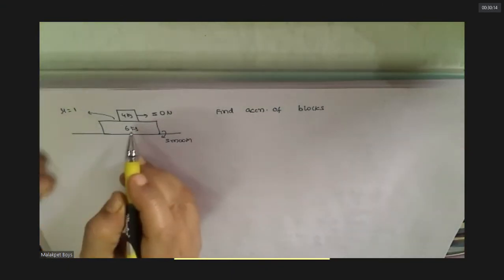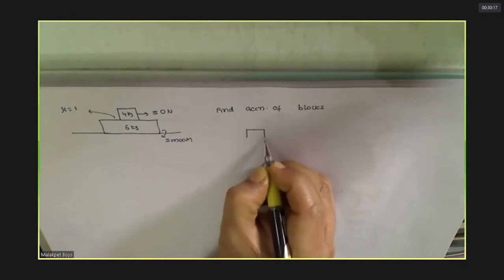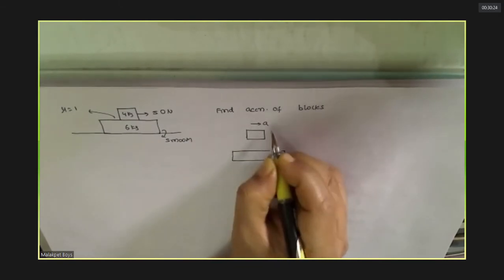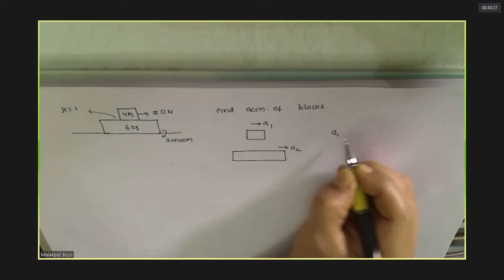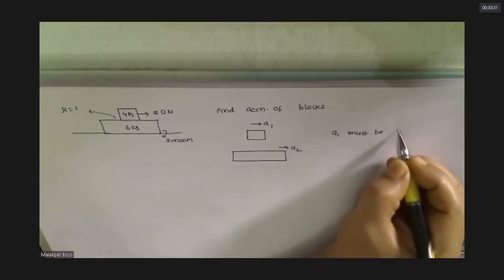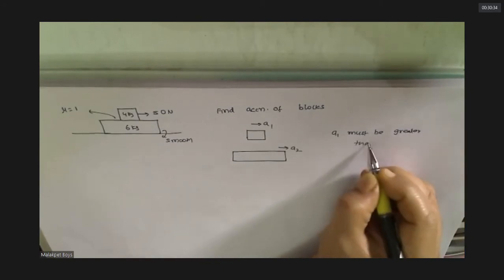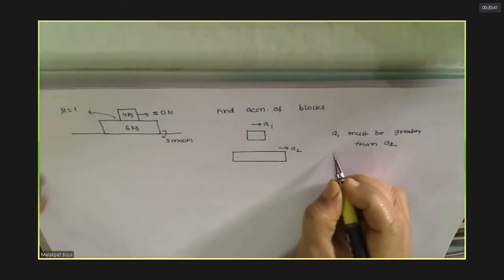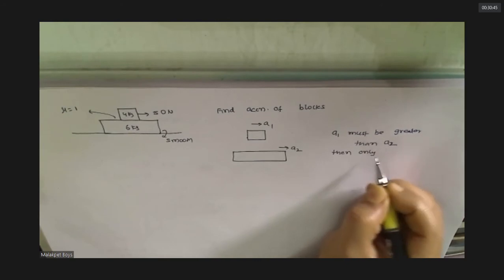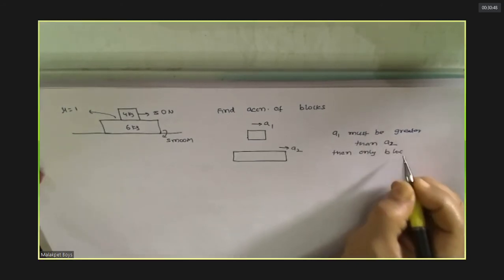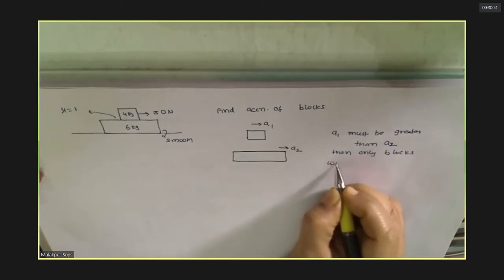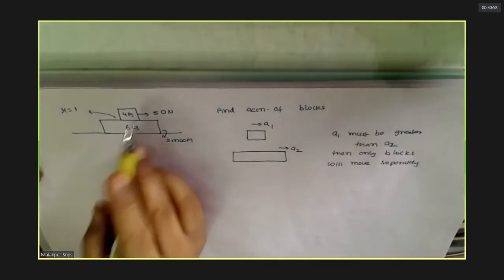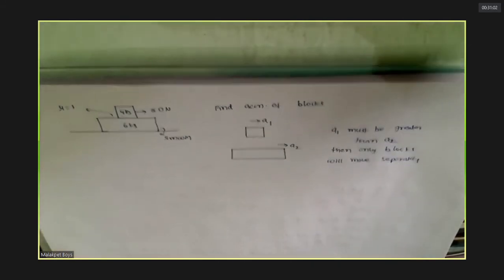That means the force on this, suppose you take this as 4 kg and this as 6 kg. If this is A1, this is A2, A1 should be greater. Agreed? Then only the blocks can move separately, no? Because this force is on this, no? Do you agree with the statement or not? Yes, sir.